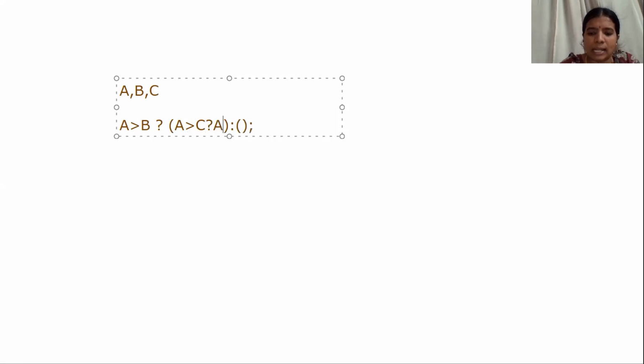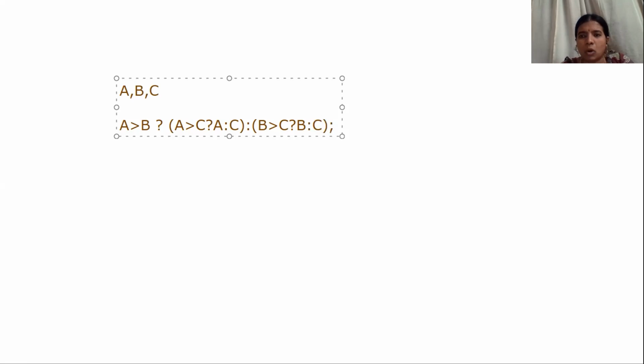Again, which will give two answers, A or C. In the same way, now, what if A greater than B is false? It implies that B is bigger. So therefore, B greater than C question mark B colon C.